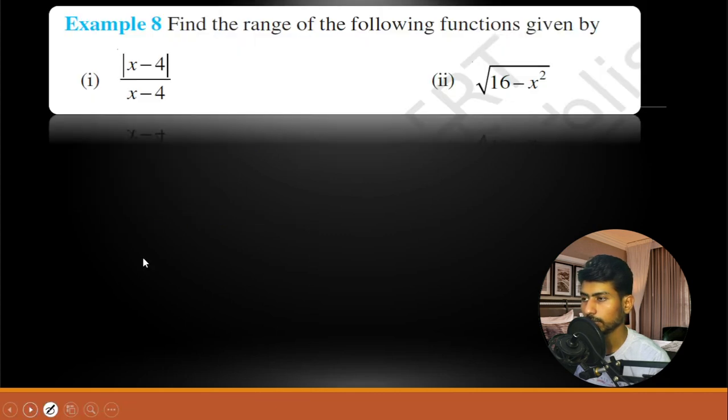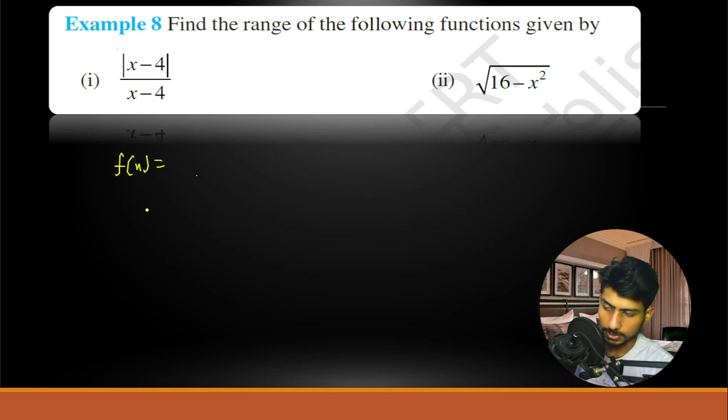Now the next one, let me see. Yeah, this question. Find the range of the following function given by this. Okay, so here the function is basically the mod of x minus k4. Okay, let me do one thing. I think some problem is there, because when I am using the eraser, it is erasing everything else. Okay, so f(x) is equal to mod of (x minus k4) upon (x minus k4).